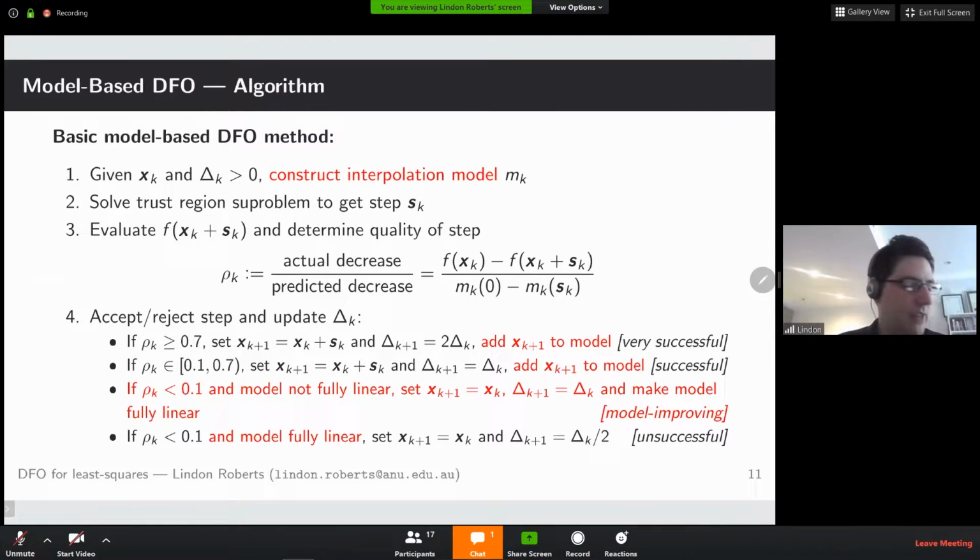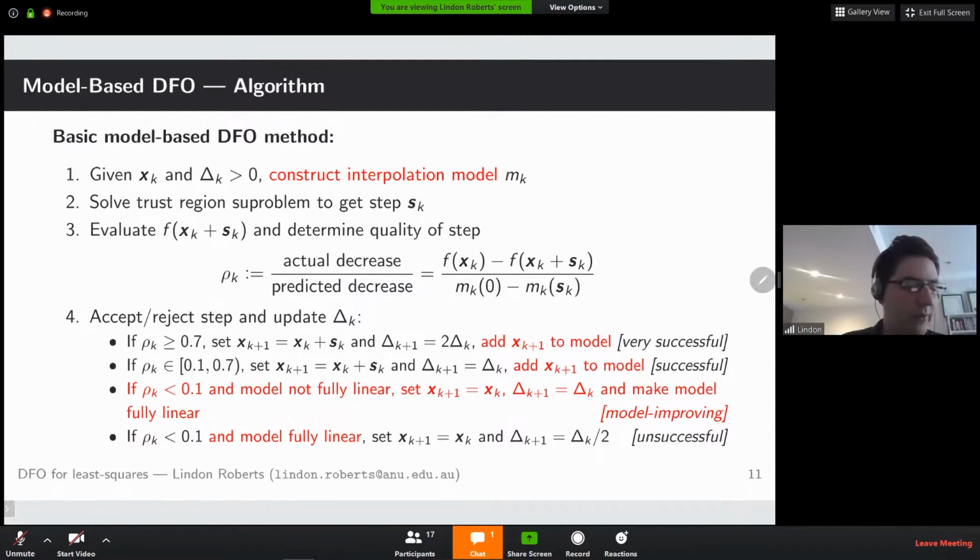So now, given a base point and a trust region radius, we're now going to add an interpolation step. We're going to construct our interpolation model MK by just fitting a quadratic function to our points. We can then solve the trust region subproblem, so minimize the quadratic inside the trust region, evaluate the point, measure how well we did, and if we're doing well, we accept the step. If we did badly, we don't accept the step. So all these updates are exactly the same. There's only a few changes that we need to make, which I've highlighted in red.